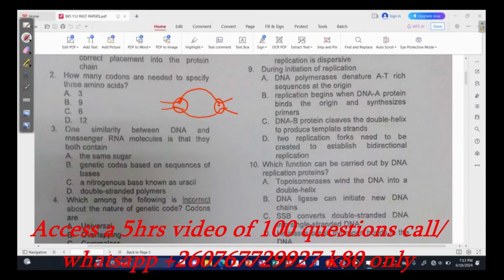So DNA replication is going to be bidirectional. That is, it will be taking place in both directions, this and that. So the correct answer there is option D.